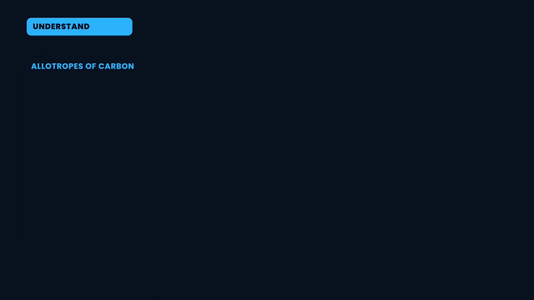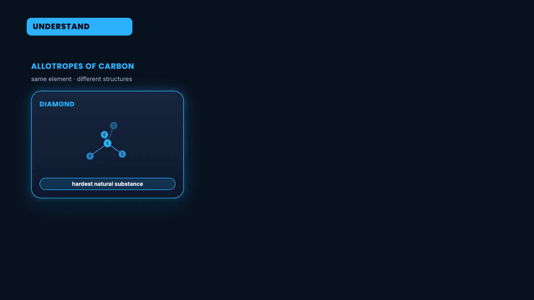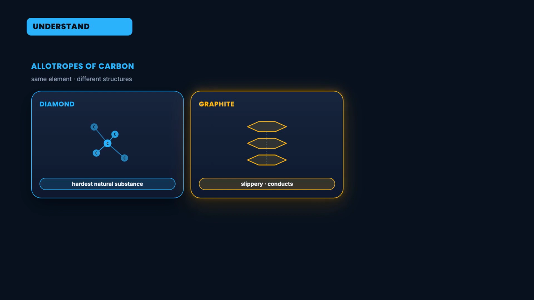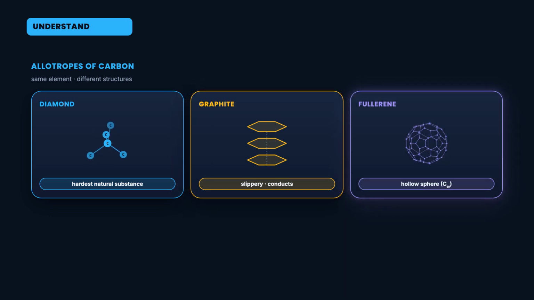Pure carbon shows up in 3 different forms. Same element, different structures. We call these allotropes. Diamond, every carbon bonded to 4 others in a rigid 3D mesh. That is why it is the hardest natural substance. Graphite, flat layers sliding over each other. Slippery, conducts electricity. And fullerene, 60 carbons in a hollow ball shape, like a football.